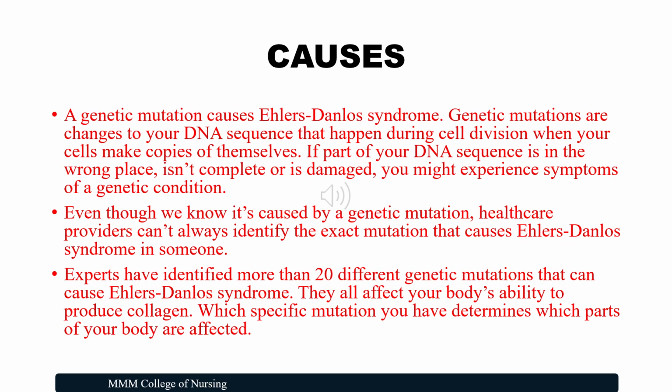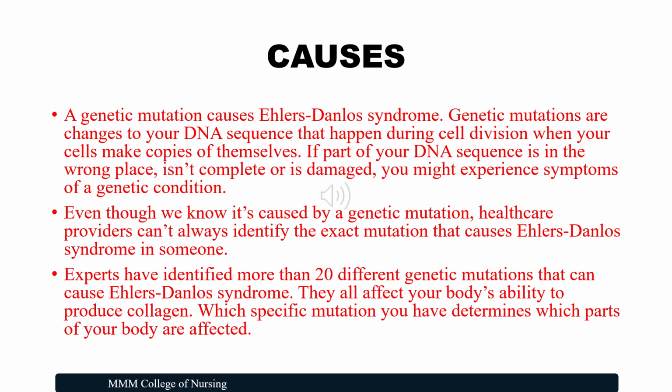Causes: a genetic mutation causes Ehlers-Danlos syndrome. Genetic mutations are changes to your DNA sequence which happen during cell division when your cells make copies of themselves. If part of your DNA sequence is in the wrong place, incomplete or damaged, you might experience symptoms of a genetic condition.